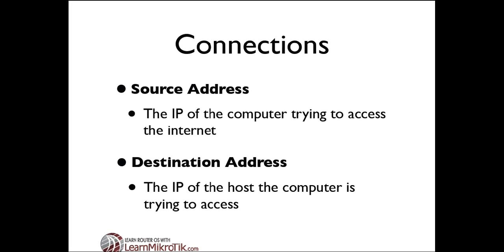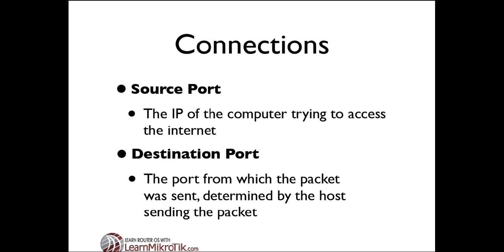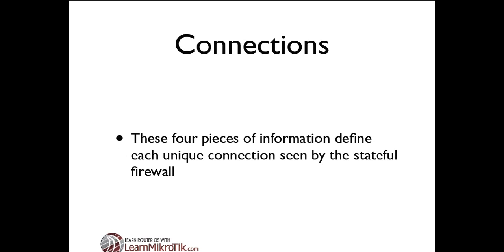The second thing is the destination address. That is the IP that the packet is being sent to. So in the case of typing Google in your web browser, the destination IP would be the destination IP of Google's website. The other 2 pieces of information are the source port and the destination port. Source port is the one coming from the computer trying to get to the internet. The destination port is the port the packet is being sent to. So these 4 pieces of information will help us to define connections that are being made through our firewall. And each connection will consider basically a client trying to get to some host outside our firewall.